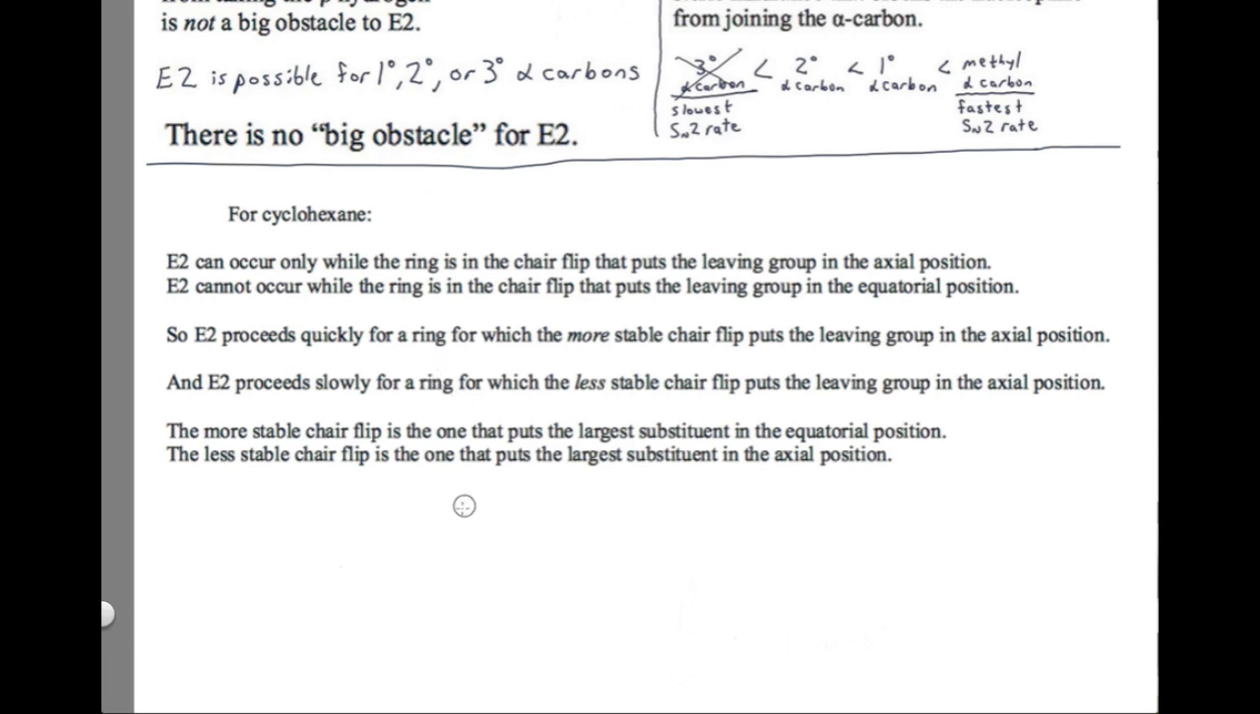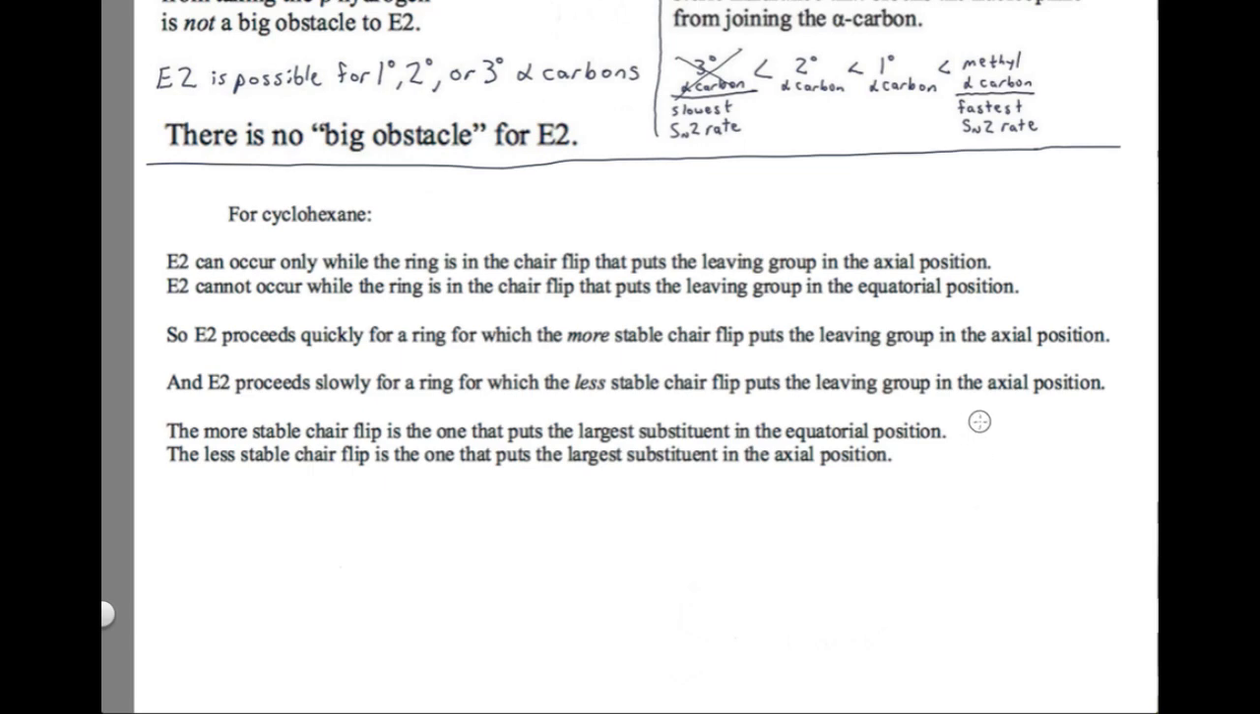How do you figure out which is the more stable chair flip? The more stable chair flip would be the one that puts the largest substituent in the equatorial position, and the less stable chair flip would be the one that puts the largest substituent in the axial position. These ideas are a little complicated, but we illustrated them in the previous video.